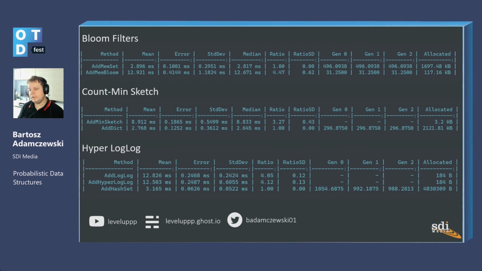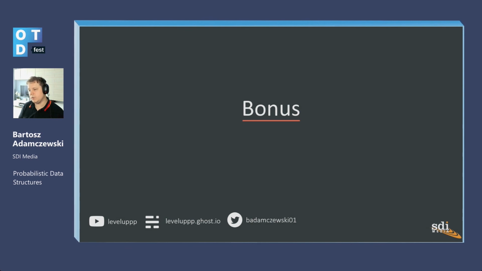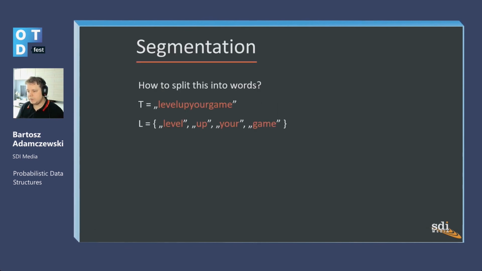So again, all of these data structures are designed to, most of the time, decrease the allocated memory, not to be the most efficient ones. So you have to keep that in mind. Okay, so let's move to the bonus round now, which is the data structure that sort of bridges the gap. So let's do the segmentation bit.